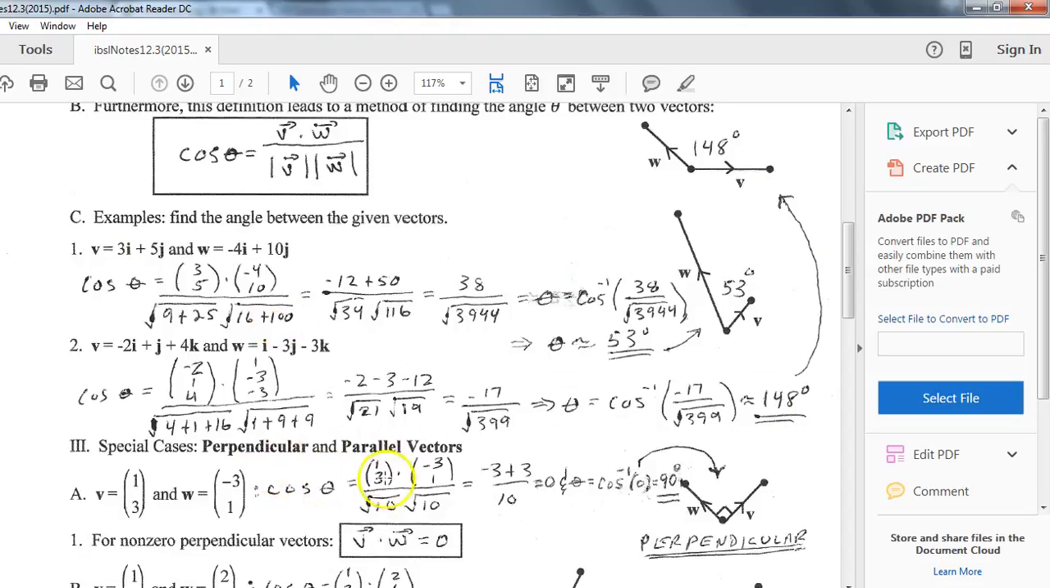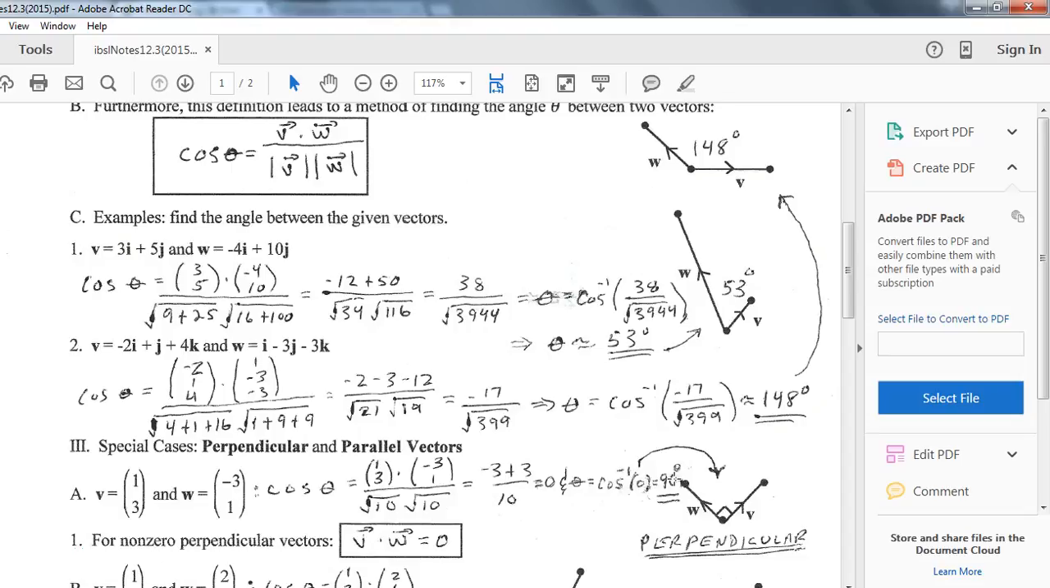Now link this into the idea of perpendicular and parallel. Keep this formula in mind, because everything that we're going to talk about for perpendicular and parallel stems from that formula. If you look at this example, if I had these two vectors and went through the same formula we were just covering, notice what you would get from the dot product on top. Negative 3 plus 3 equals 0, and 0 divided by anything is 0. The inverse cosine of 0 is 90 degrees, which simply means I have perpendicular vectors.